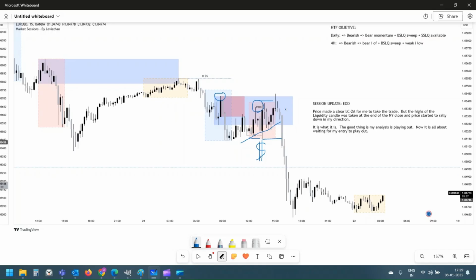Yeah, it is what it is. It is a good opportunity. If this high was taken within the session, then I could have taken the trade. But unfortunately, it happened out of the session. That's why I was not able to capitalize on this one.